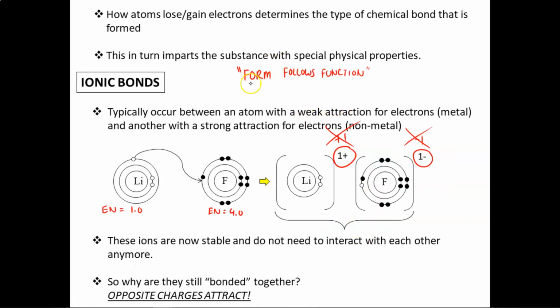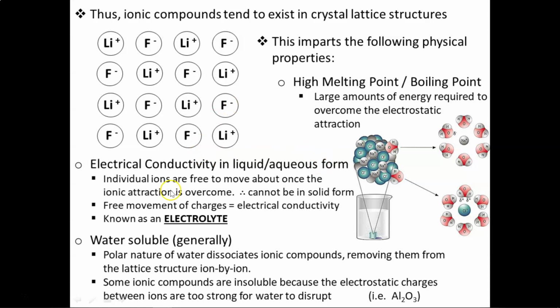So to sum up, form follows function. How the electrons are transferred has a huge effect on their physical and chemical properties.